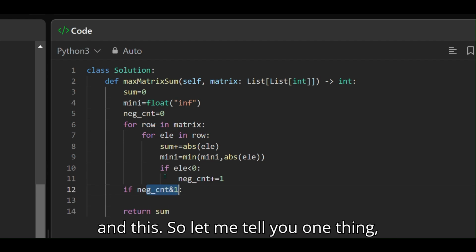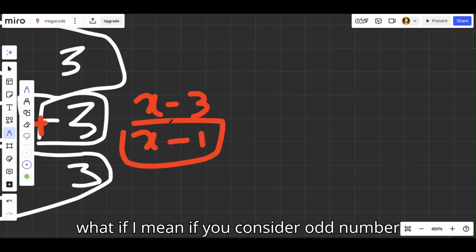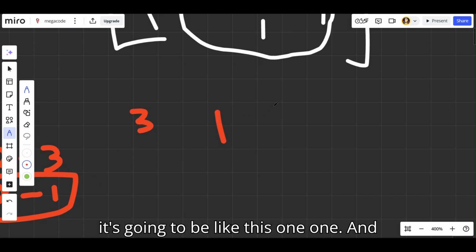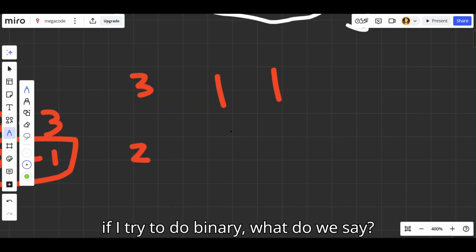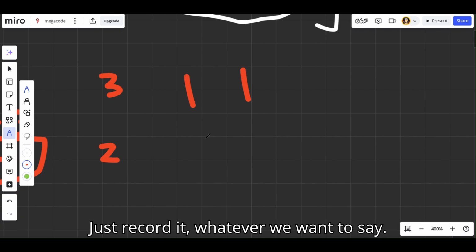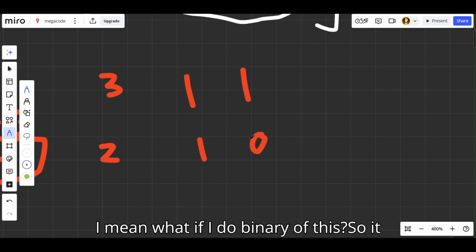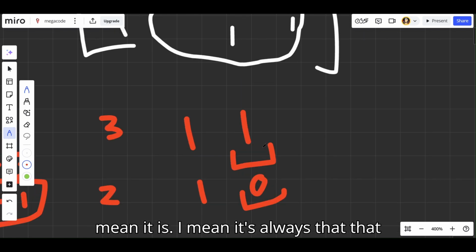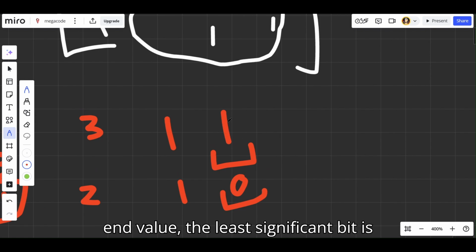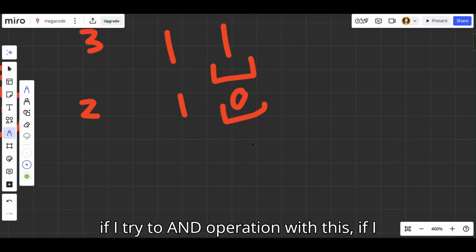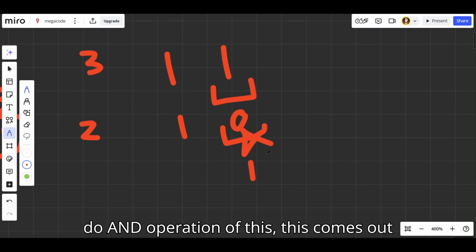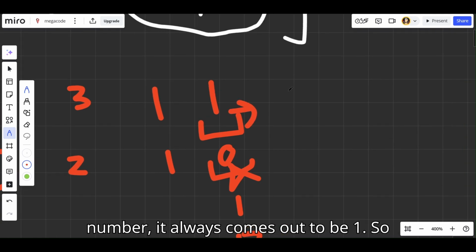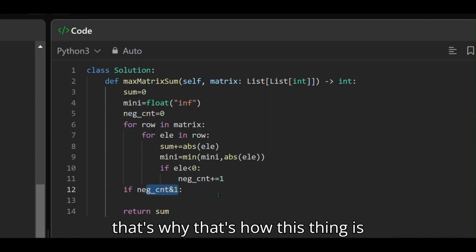You must be thinking, why this AND? Let me tell you one thing. If you consider an odd number and do a binary representation of it, it's going to be like this, 1 1. And if I do binary of this, it comes out to be 1 and 0. So in odd numbers, the least significant bit is always 1, but in an even number, it is 0. So if I do an AND operation with 1 on the even number, it comes out to be 0. But if I do the same operation with the odd number, it always comes out to be 1. So that's how this thing is working.